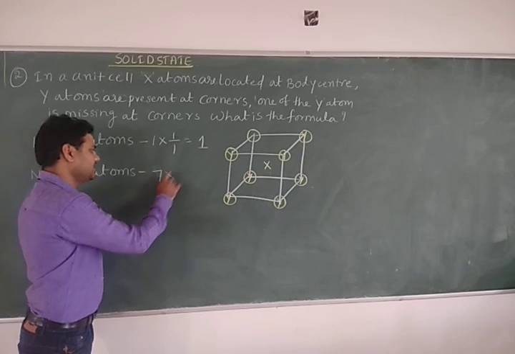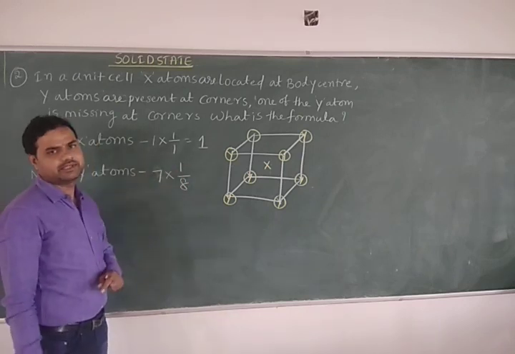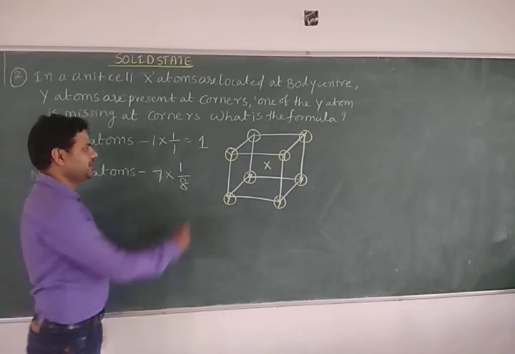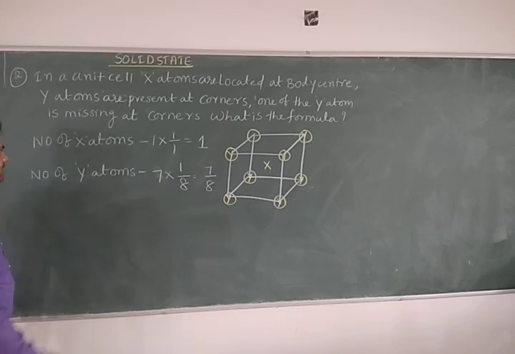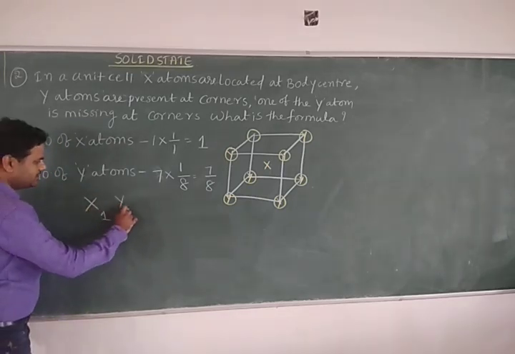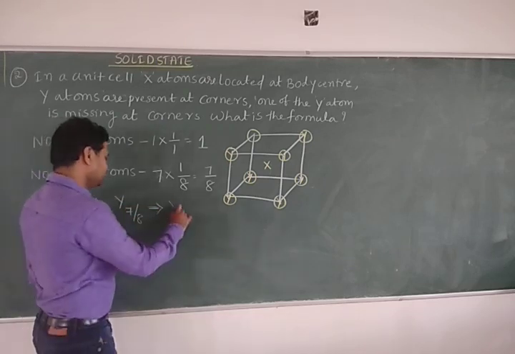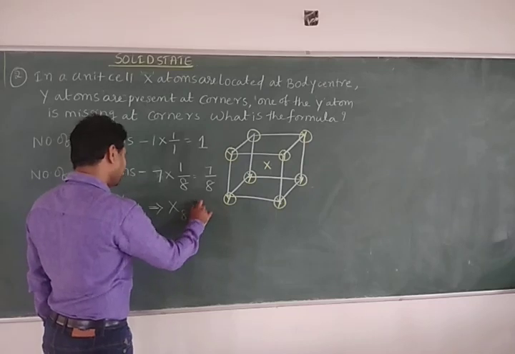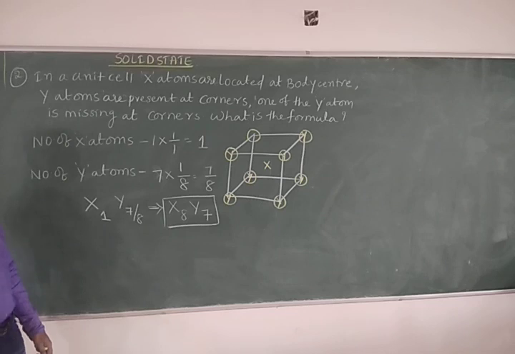Therefore, you can write 7 into 1 by 8. The total number of atoms is 7 only because 1 is missing. What is the contribution? 1 by 8. Therefore, you can write 7 by 8. The formula becomes X1 Y7/8. Therefore, the final answer is X8 Y7. So this is the answer, that is X8 Y7.